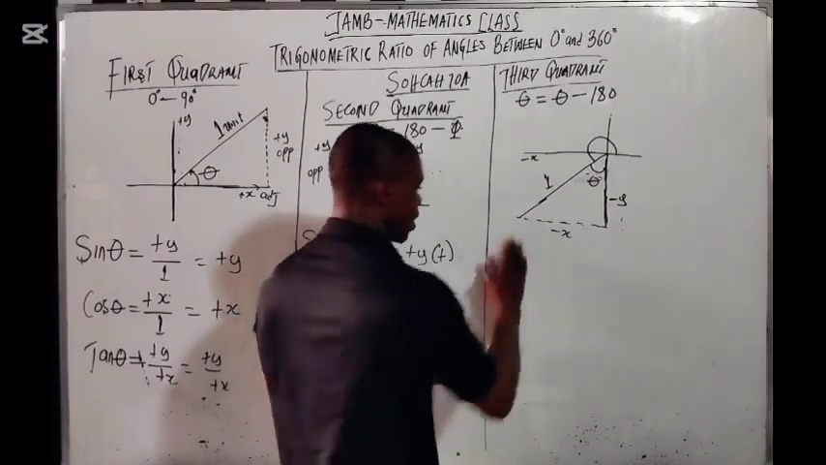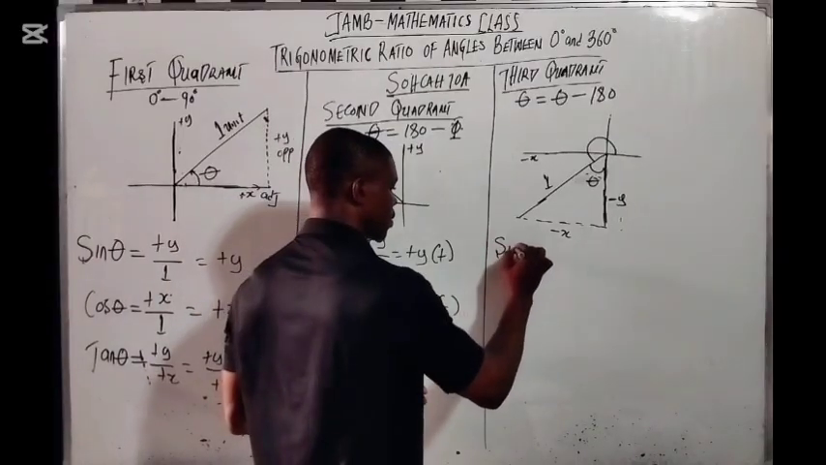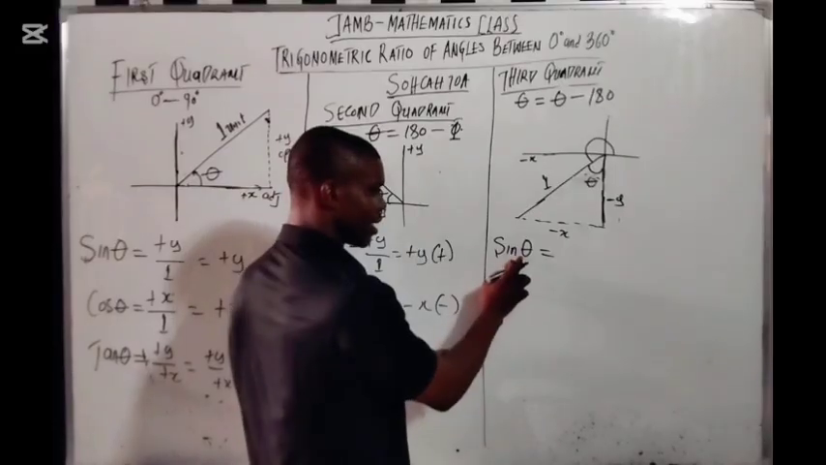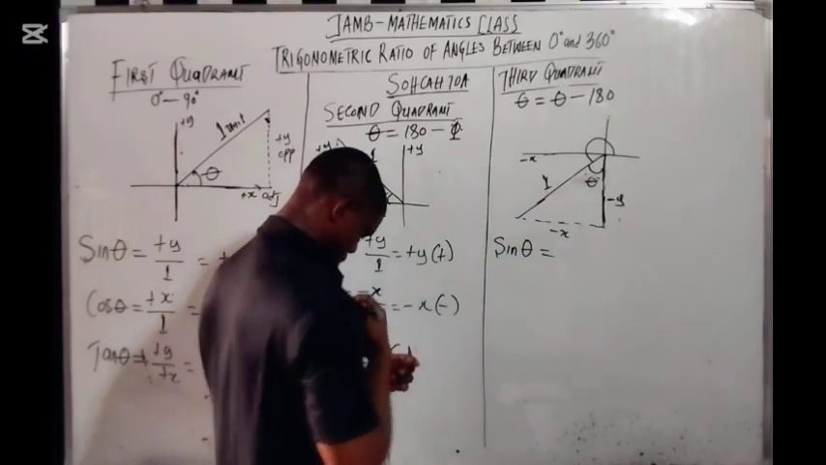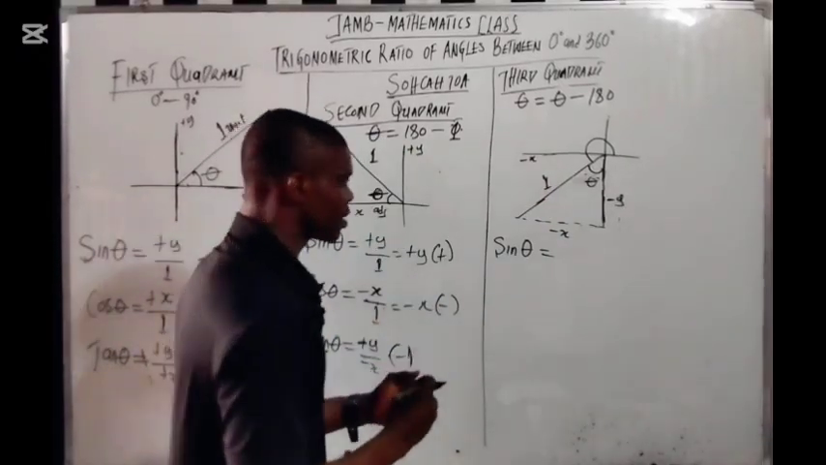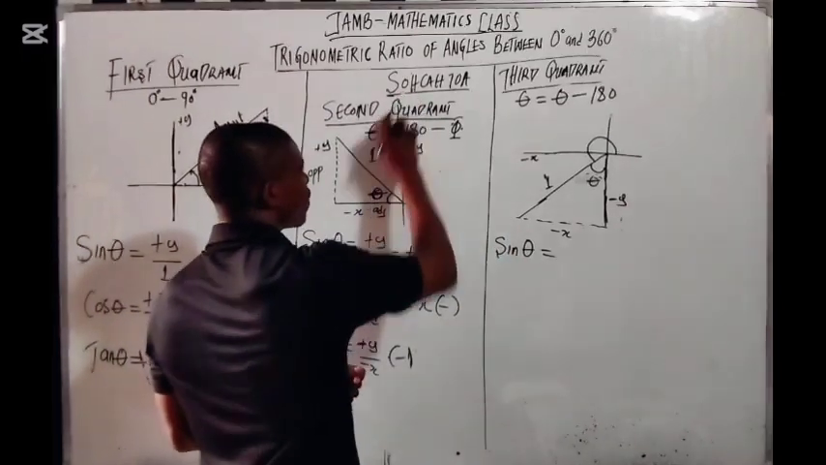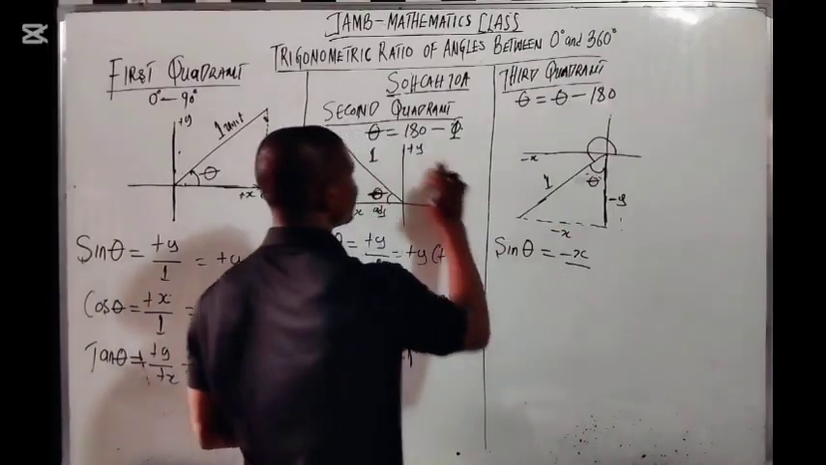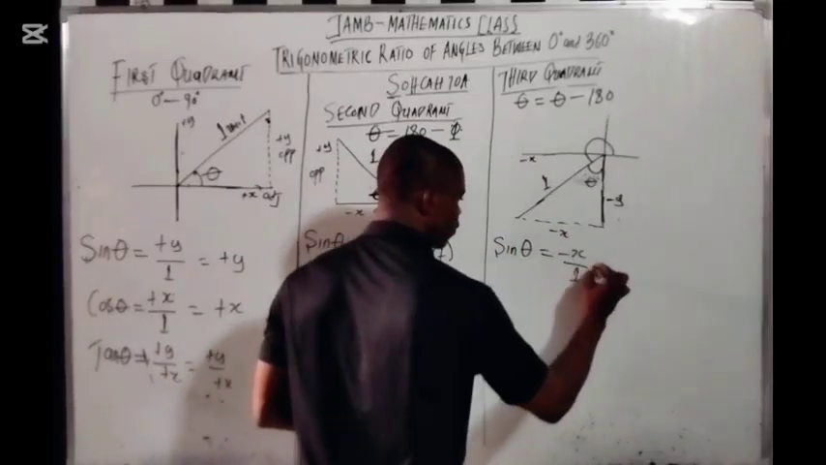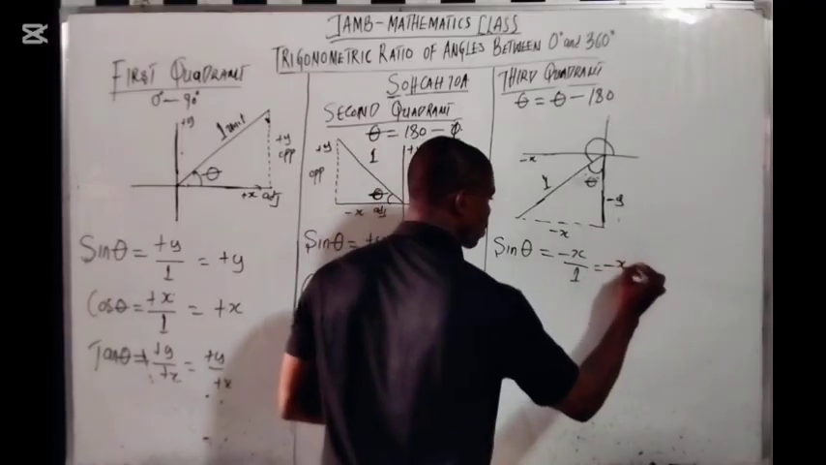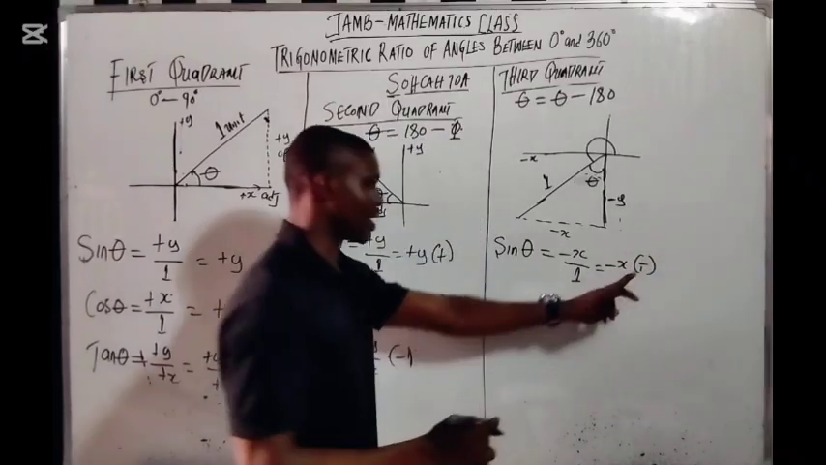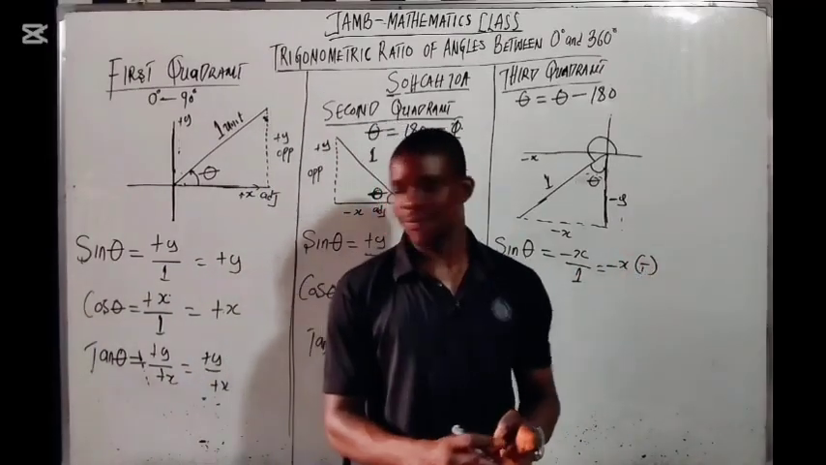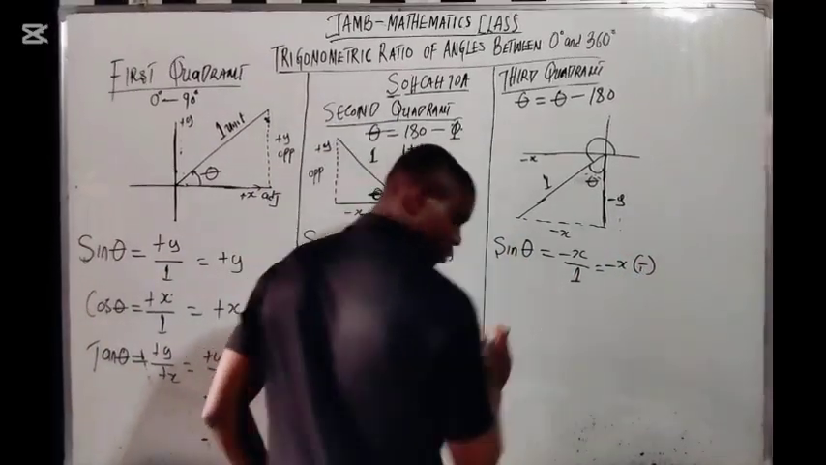So now if you check it very well, let's have sine theta, which is the angle minus 180, right? That is how you get your theta in the third quadrant. So opposite over hypotenuse. What's my opposite? My opposite is x. Yes, x over my hypotenuse, which is 1. So that means you have minus x, which is negative. So in the third quadrant, sine theta is negative.